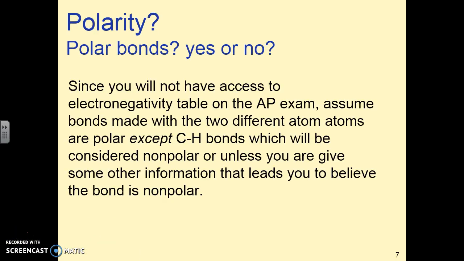And this is just saying that, in general, the AP exam will not give you an electronegativity table. So in general, you're going to assume that all bonds between two different atoms, except carbon-hydrogen bonds, are polar, unless the AP exam gives you other information. And again, to determine which one is the most polar, you're going to have to know your electronegativity trends.